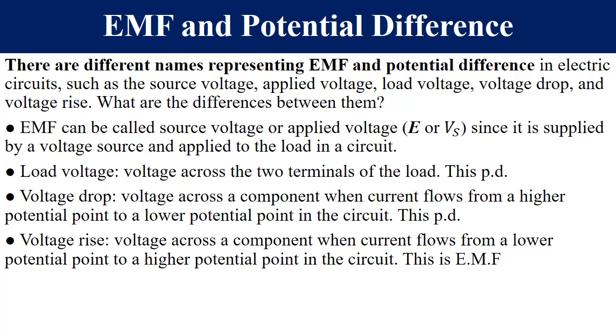You will see the differences. EMF can be called source voltage or applied voltage, since it is supplied by a voltage source and applied to the load in a circuit. Load voltage is the voltage across the two terminals, and as we saw, this is PD. Voltage drop is PD. Voltage rise is across a component, normally a voltage source, and this normally refers to an EMF source. I hope, guys, you have taken note of the other terms that mean the same as EMF or potential difference. Don't confuse the two.